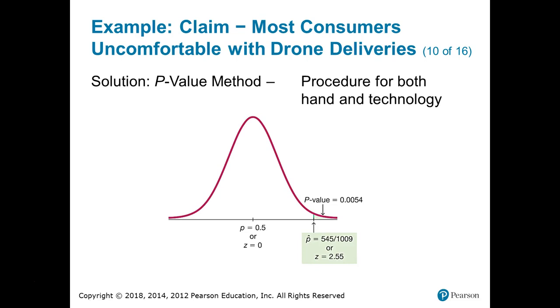So from here, we have our normal distribution, z equals 0 right in the middle, and our midpoint is going to give it a 0.5, meaning that there's 50% of the area to the left and 50% of the area to the right. And our critical values are over here. Our p hat is 545 divided by 1009, or a z value of 2.55, and our p-value is 0.0054.